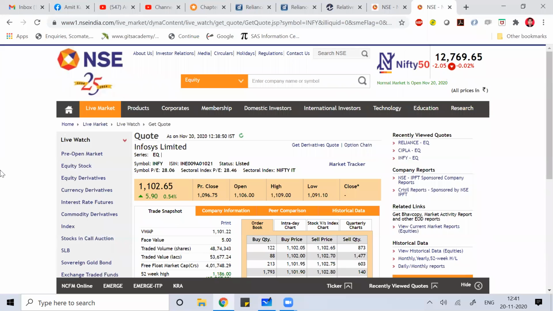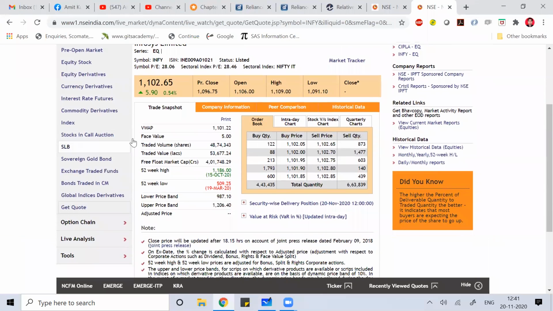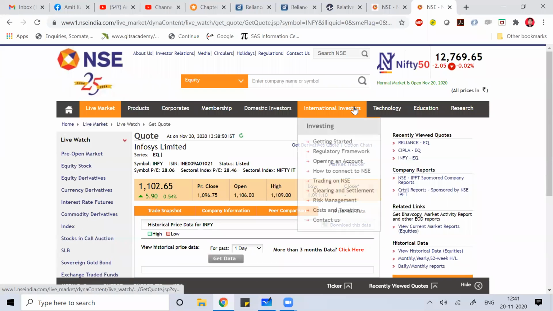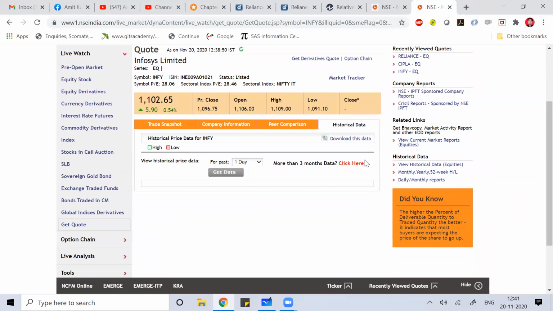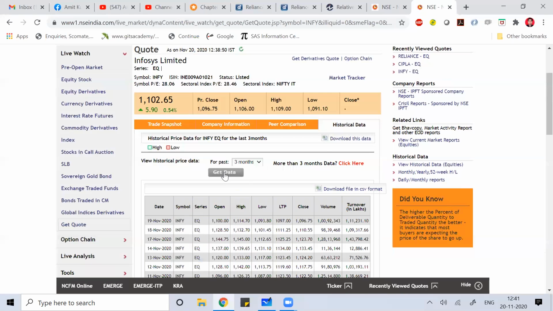So once I get the stock, you go to this. Now I go to the historical data. If you want more than 3 month data, you can click here. Here, for the purpose, I just want dummy data. So just click 3 days, 3 months, or whatever you want to get data. Then download this.